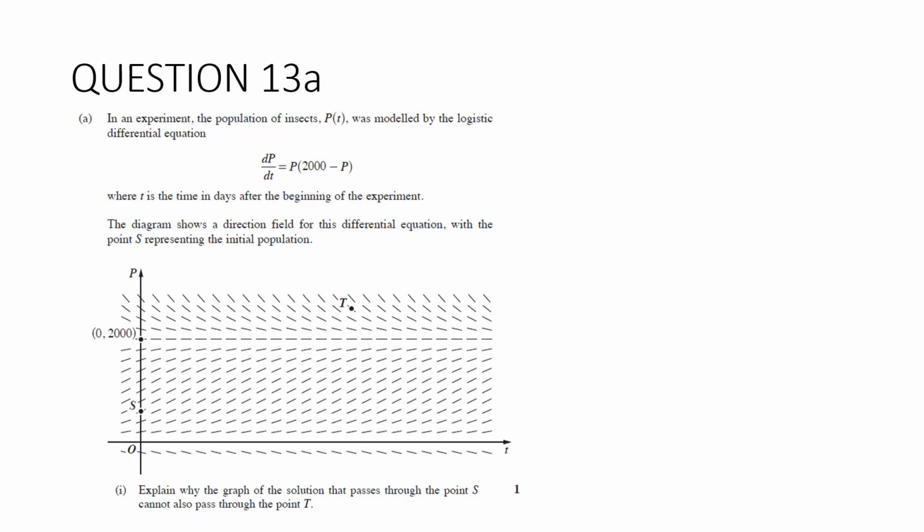Part 1. Explain why the graph of the solution that passes through the point S cannot pass through the point T. And this is fairly simple, isn't it? Because we can see an asymptote here at P is equal to 2000. So any solution that passes through S cannot cut through that asymptote. It's going to tend towards P is equal to 2000.